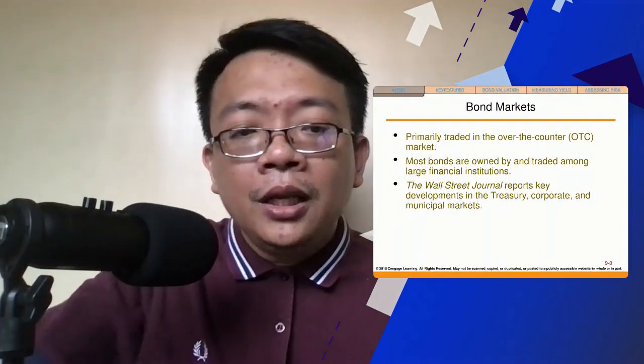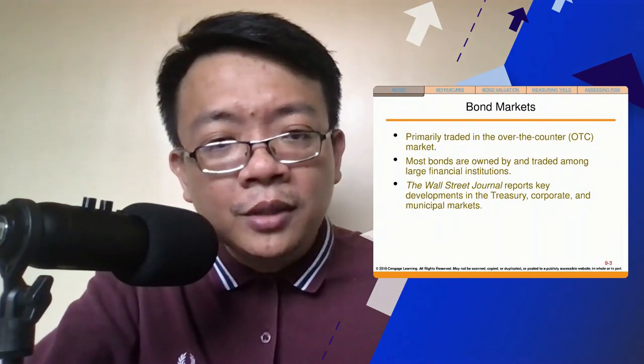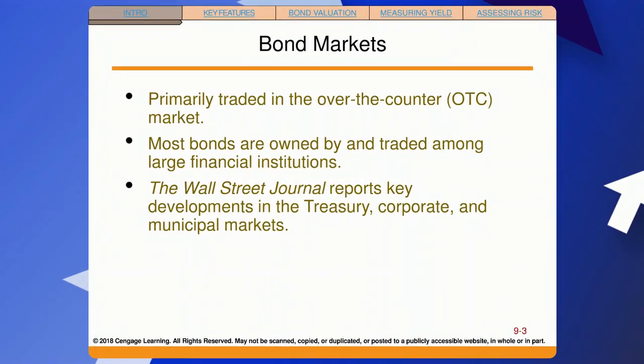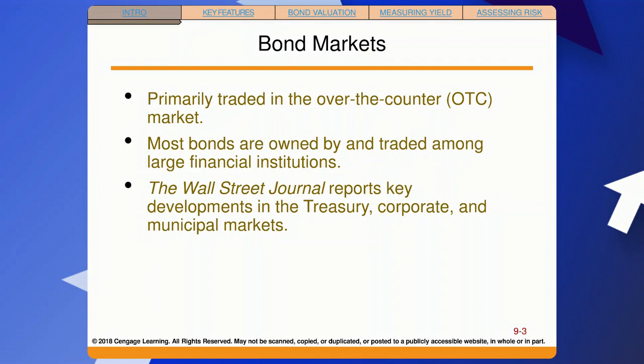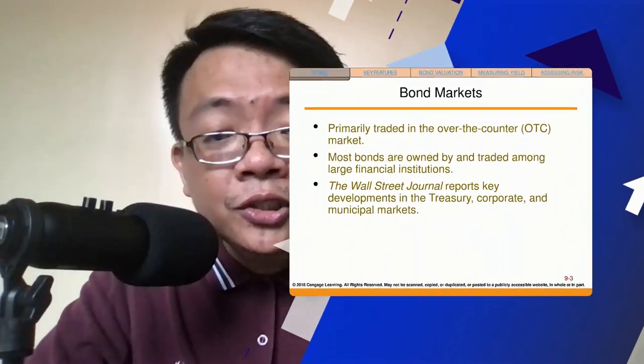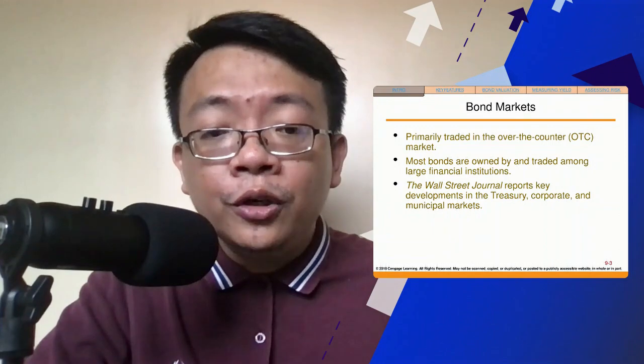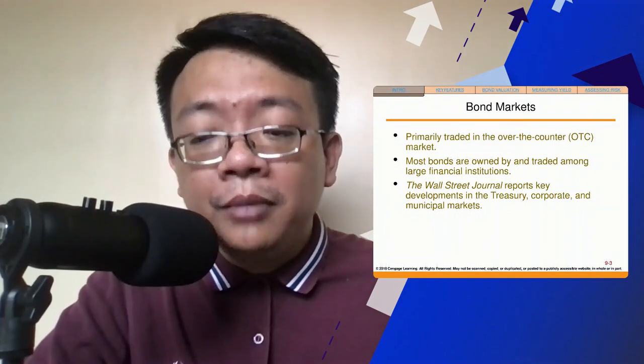So what do you mean by bonds in a bond market? Bonds are primarily traded in the over-the-counter market, the OTC. Most bonds are owned and traded among large institutions. In the Philippines, some corporations issue bonds, and the government also issues bonds. The Wall Street Journal in the US reports developments in the Treasury, corporate, and municipal markets. That is basically your bond markets.